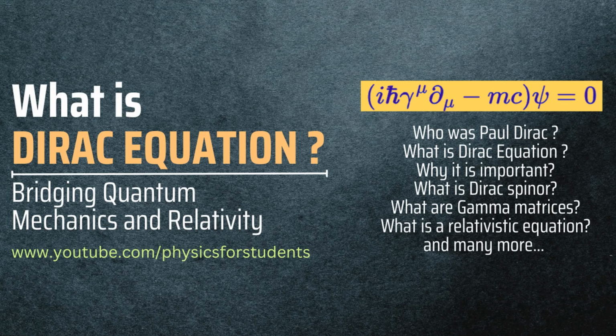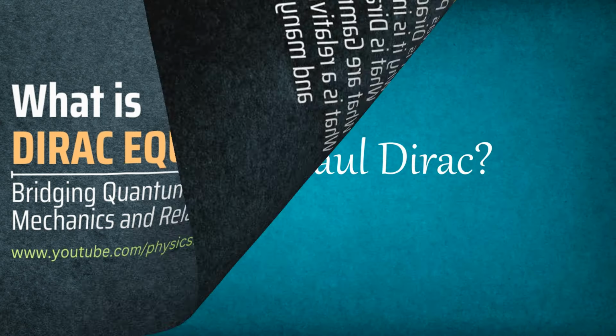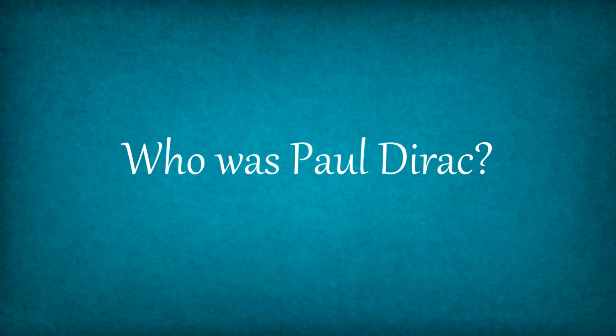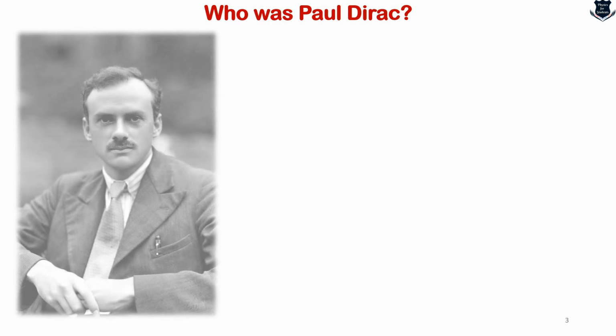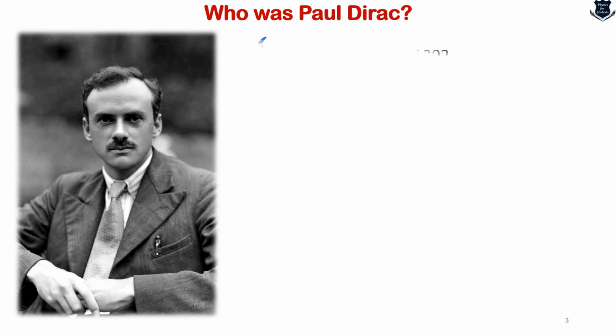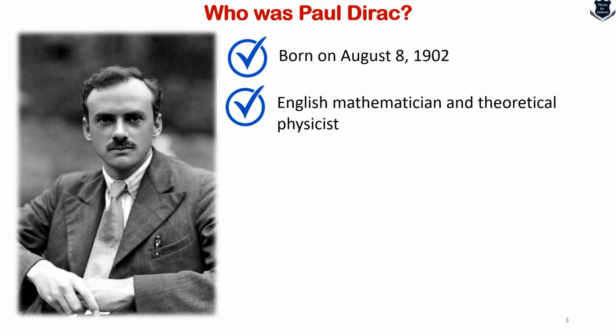Before understanding this wonderful, beautiful equation of physics, let us take a quick tour into the life of who Paul Dirac was. Paul Adrian Maurice Dirac was an English mathematical and theoretical physicist who is considered to be one of the founders of quantum mechanics.